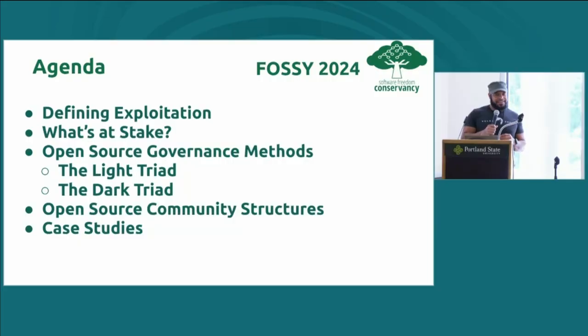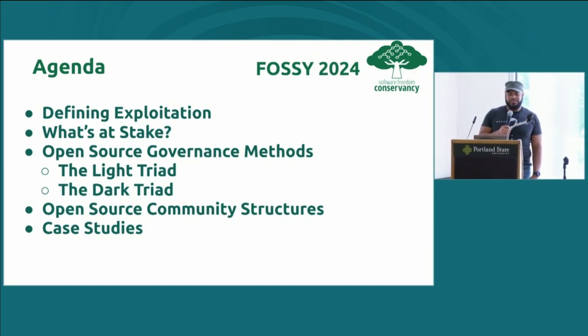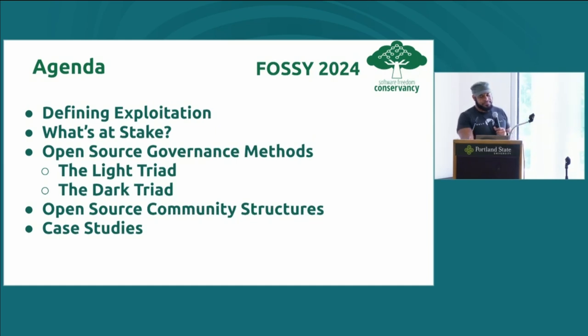Our agenda today is defining exploitation. Then we're going to find out what's at stake when open source gets exploited. We're going to go over the open source governance methods that you're familiar with, and then maybe some that you're not, which would be what I'm calling the light triad and the dark triad. Then we're going to go over open source community structures, and then we finally get to some case studies.